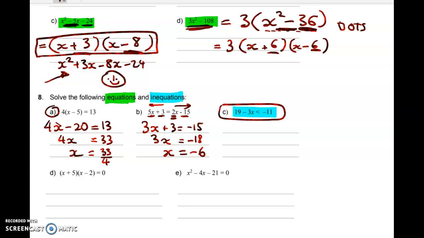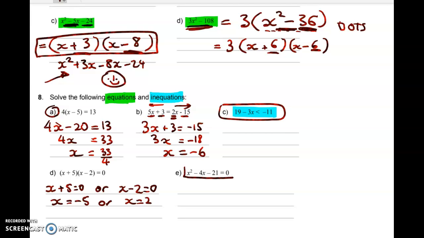Now, when we're trying to solve a quadratic, the best way to approach it is to try and write it as a factorised quadratic. The reason for that is that 0 times anything is equal to 0. So if I can make either of those factors 0, then I'll have 0 times something. So either x plus 5 is equal to 0, or x minus 2 has to equal 0. And that means x is equal to negative 5, or x is equal to 2.